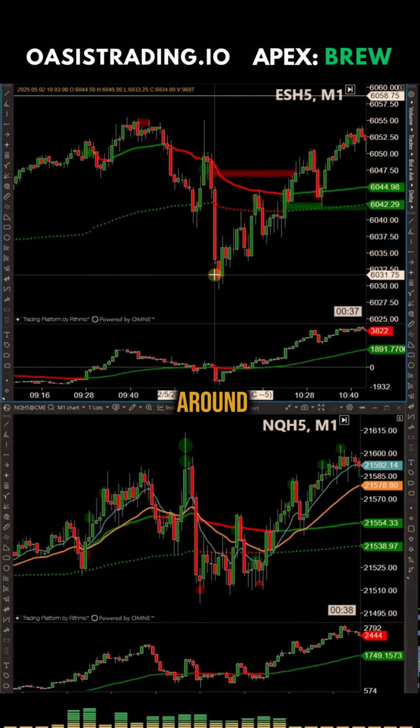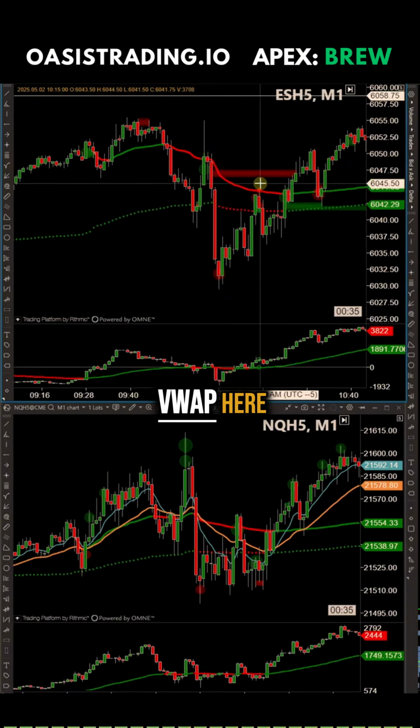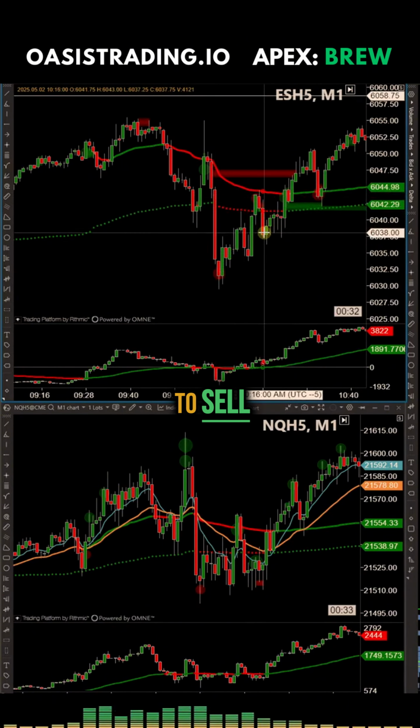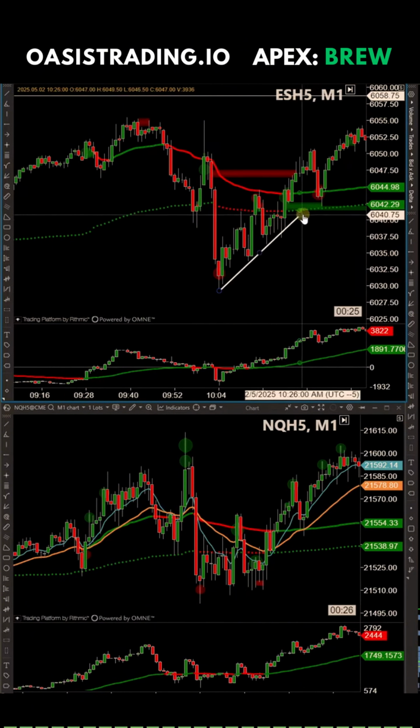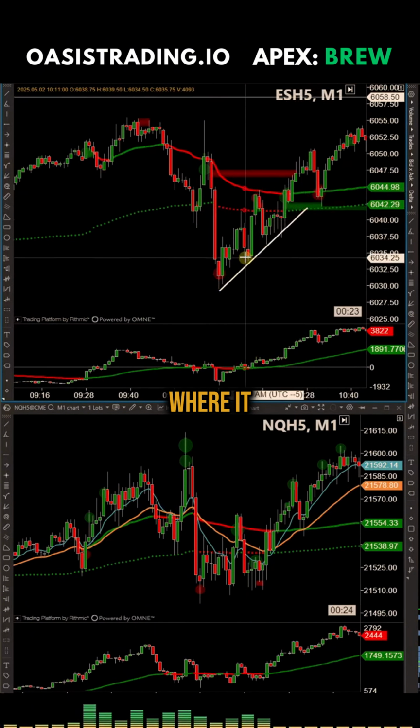But the second time around, you had a bounce back into VWAP here. Same thing, looked pretty good. You started to sell off. But this is where the problem started. So with these bear flags into VWAP, we do not ever want to see this where it fails to put in these lows.